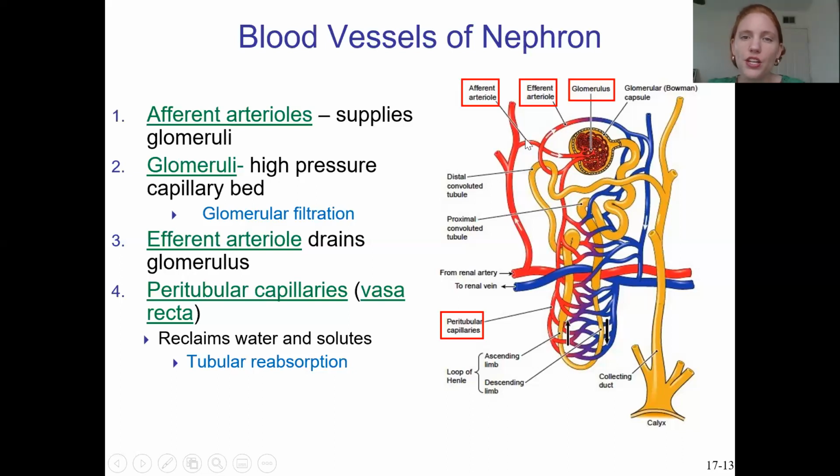Okay, so the one going in is the afferent arteriole, and the one coming out is the efferent arteriole. The way that I remember that in my brain is that A is before E in the alphabet. So A going in, E coming out. Okay, so afferent in, efferent coming out.